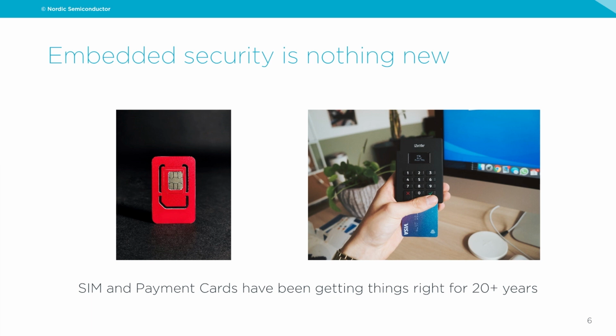Thinking a bit historically, embedded security is really nothing new. And there are some categories of embedded devices that have been very, very security focused from the get-go. Two of those examples are SIM cards for mobile phones, as well as payment cards. These types of devices and technologies have had very tight security requirements from the beginning, which ensure that all of these devices have a very high security baseline.